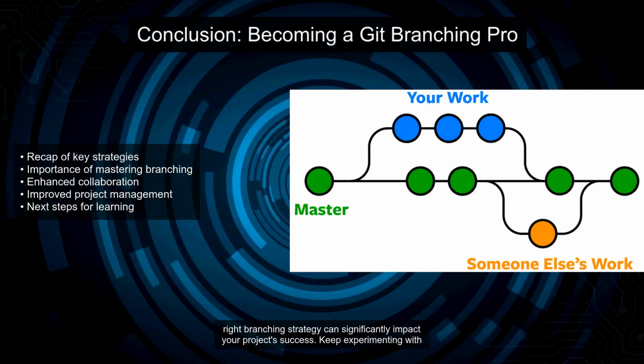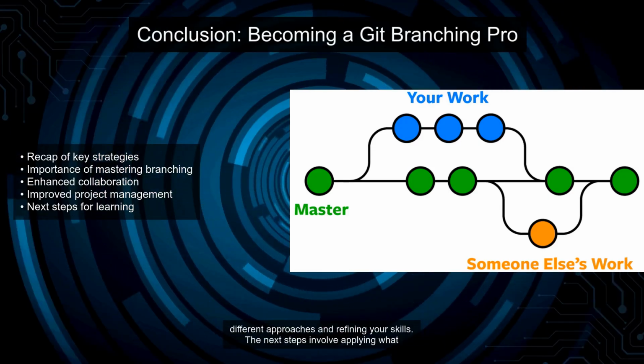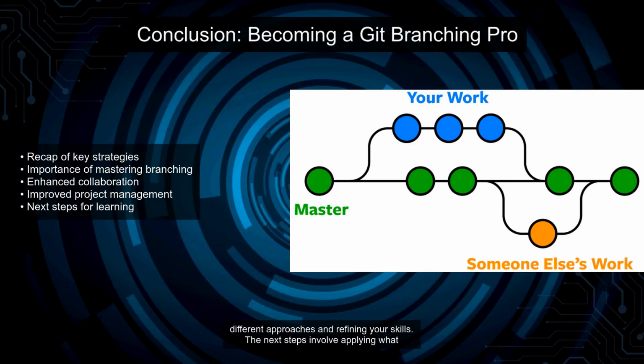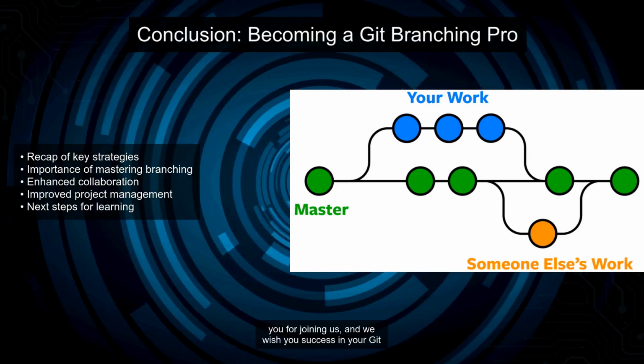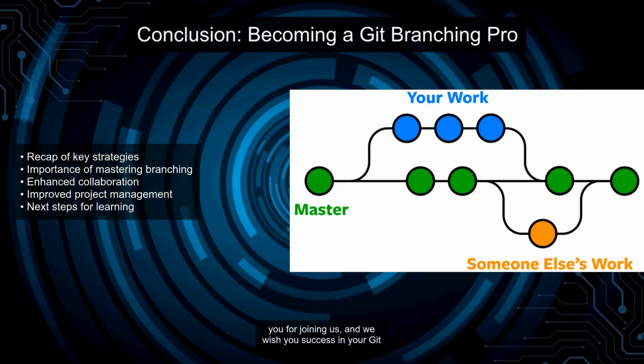As you continue to explore Git, remember that the right branching strategy can significantly impact your project's success. Keep experimenting with different approaches and refining your skills. The next steps involve applying what you've learned to real projects and continuously learning from your experiences.